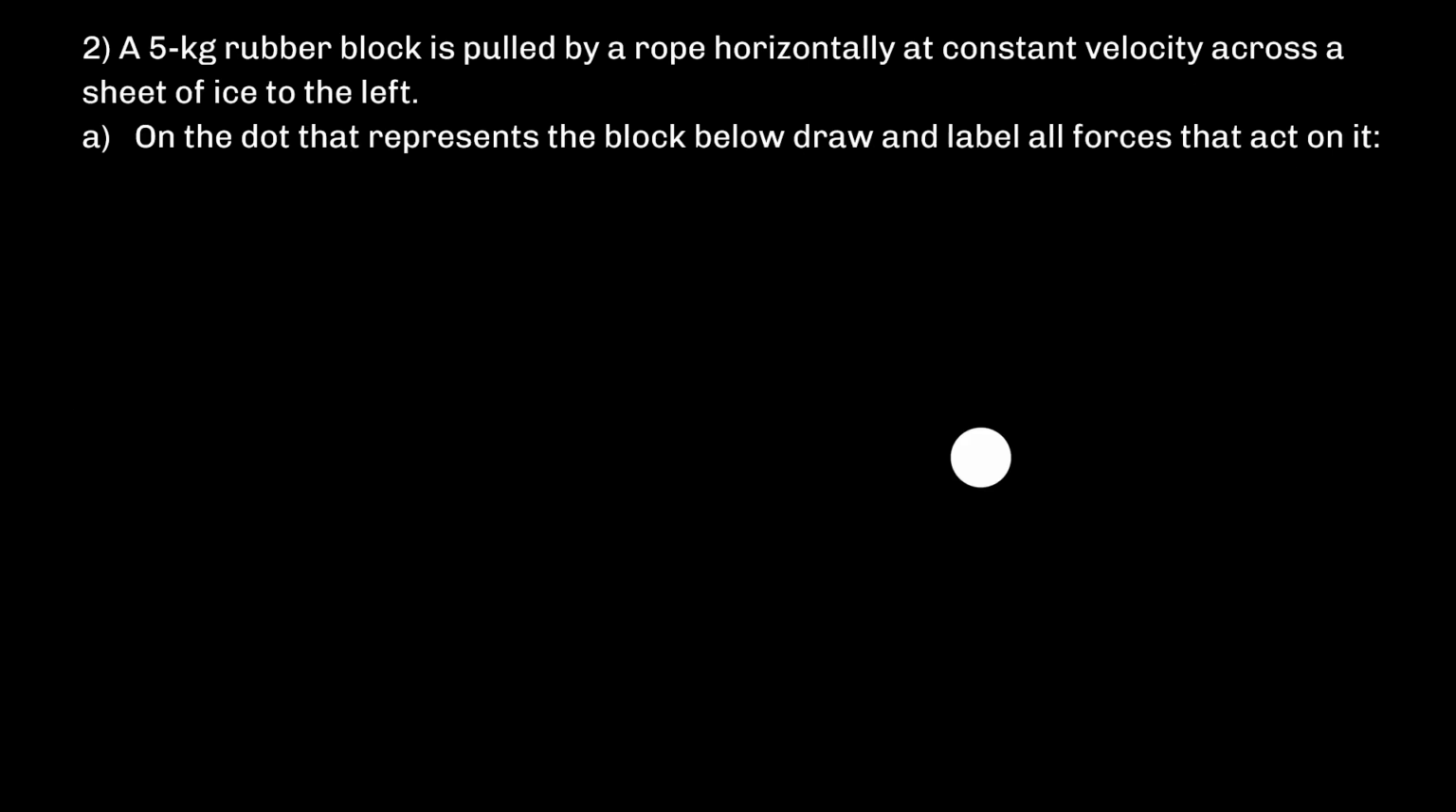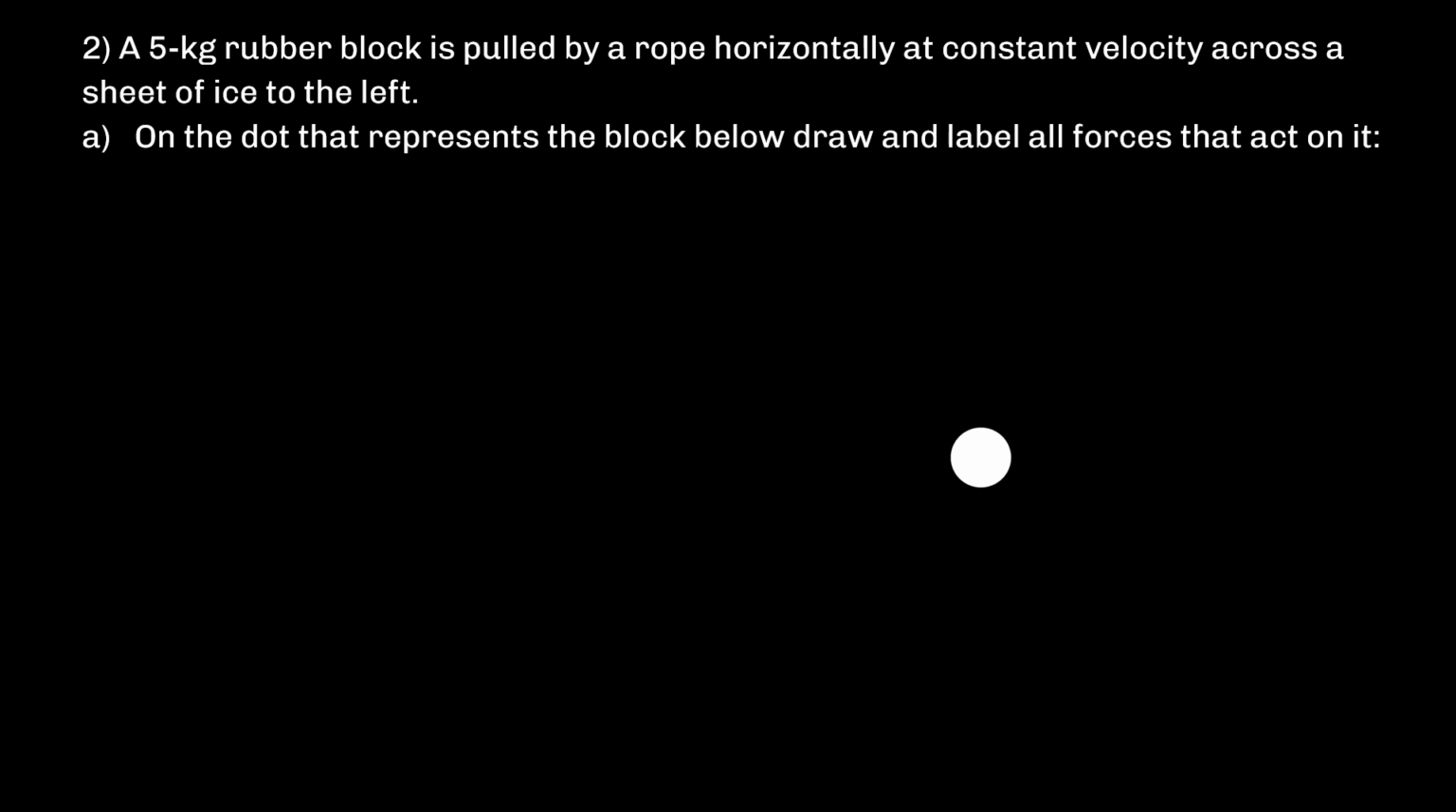Alright, so example number 2 is going to be a fairly similar situation. So if you want to go ahead and try this yourself with the example in the description down below, you can. The only difference here is that I've been given the mass of the block instead of its weight. So I'm going to do that conversion when I get to that point. So a 5 kilogram rubber block is pulled by a rope horizontally at constant velocity across a sheet of ice to the left. Also, the difference is here, we don't have our coefficient of friction given to us, but we're going to have to go to the reference table and we'll show that later in the example.